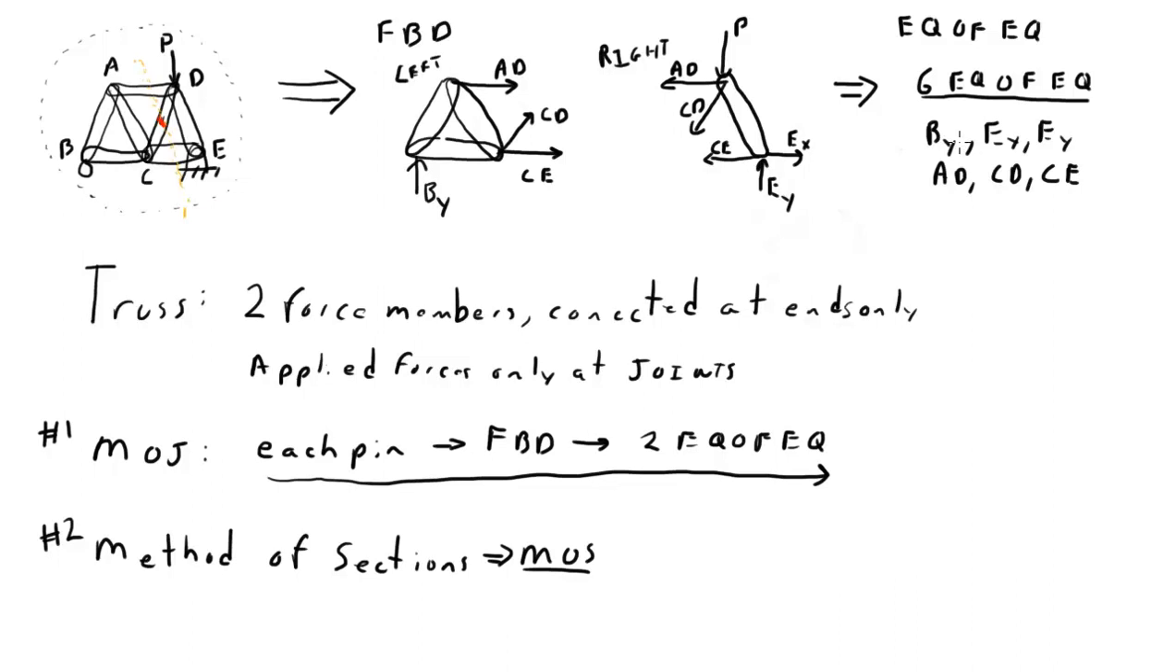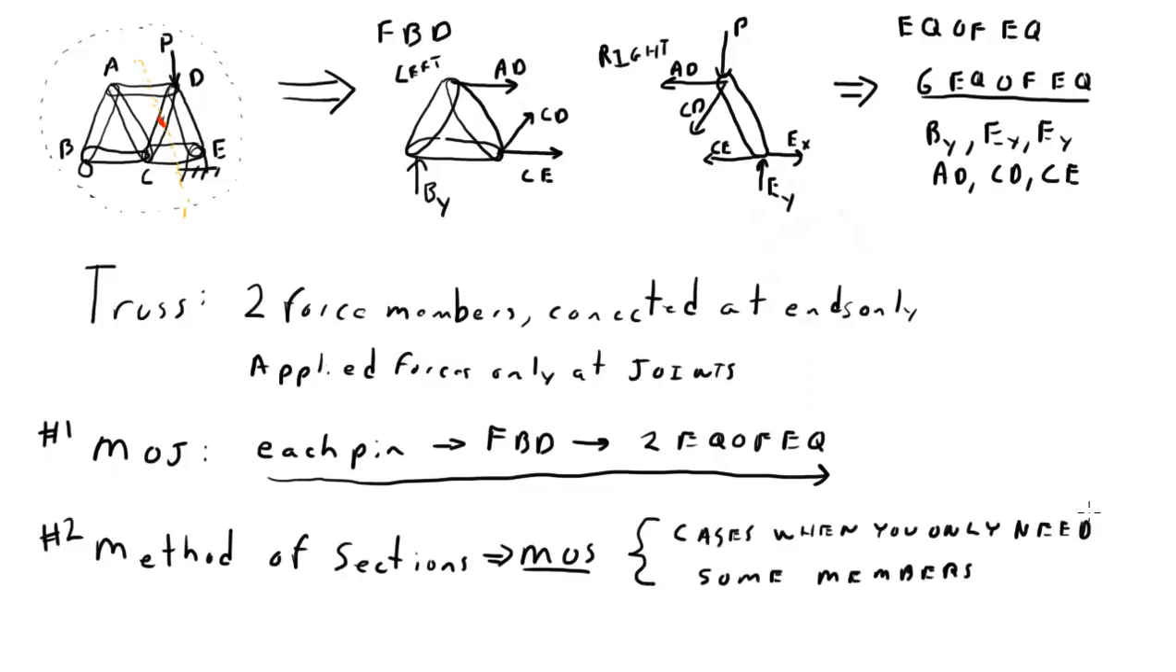But what I've gained in terms of fewer equations, I've lost in terms of understanding. For example, once I'm done here, I do not know 4 pieces of information. I don't know what member AB is being subjected to, or BC, or AC, or even DE. So this method of sections is very powerful in cases when you only need some members for trusses.